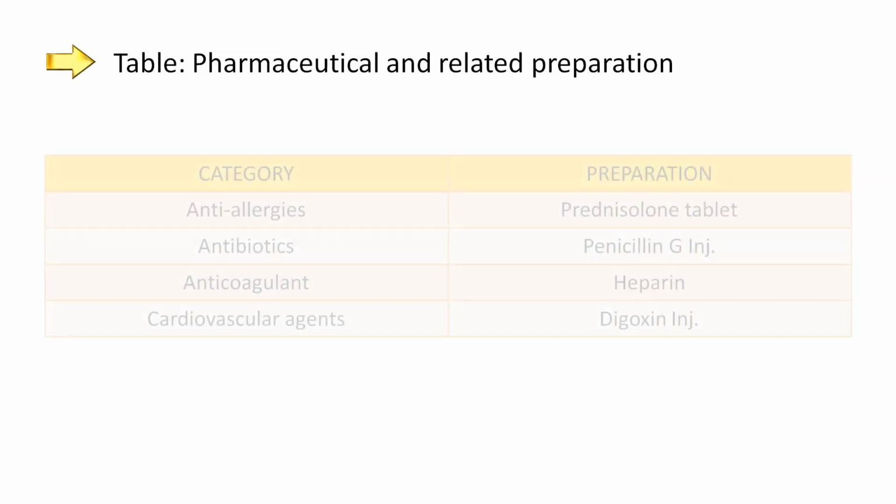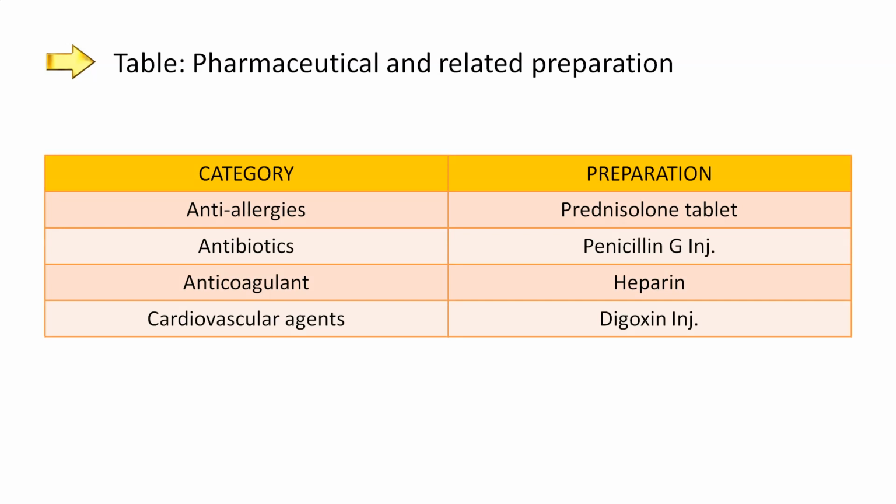Now, moving on to the table here, the pharmaceutical and related preparations based on the category. Here you can see the preparations: for anti-allergics, prednisolone tablet; antibiotics, penicillin G injection; anticoagulant, heparin; and cardiovascular drugs like digoxin injections. All these preparations should always be ready whenever required. Based upon the requirement, the drugs should be listed and ready for the patient.